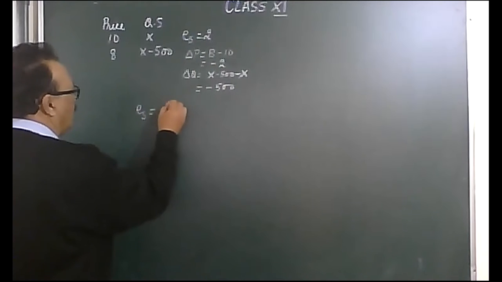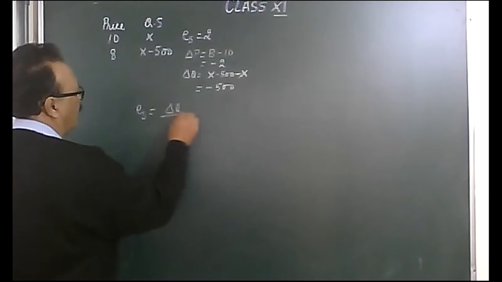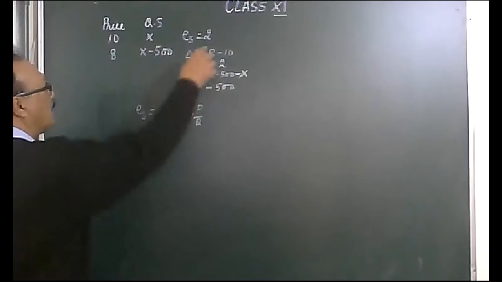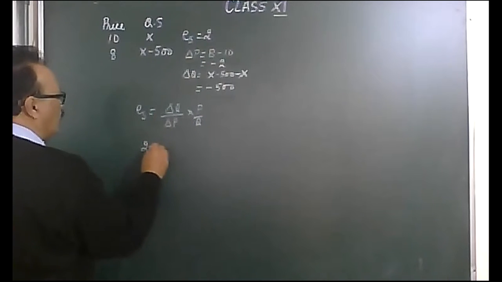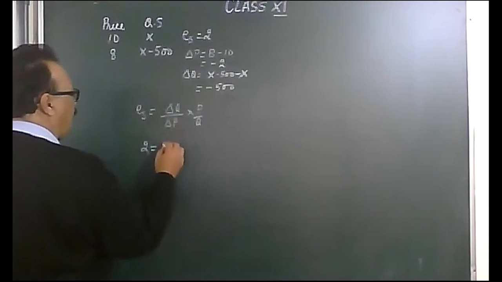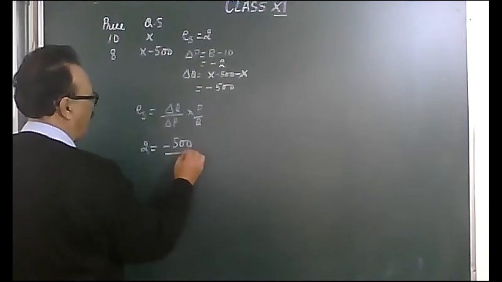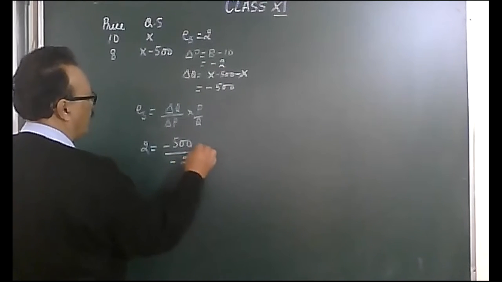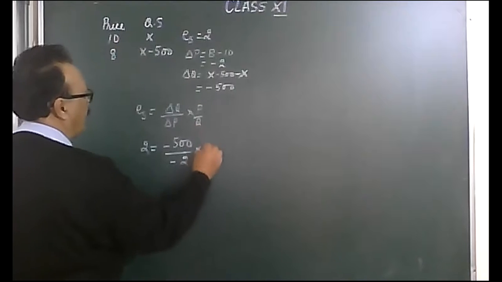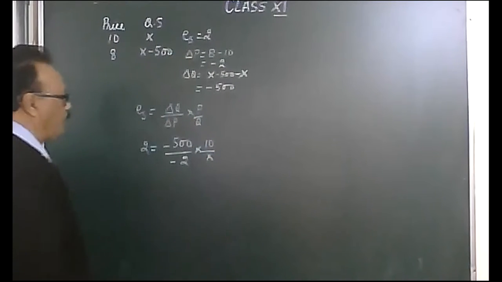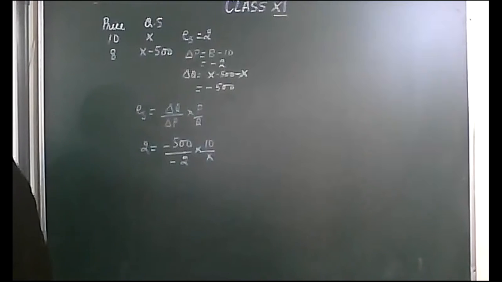Elasticity of supply is percentage change in quantity divided by percentage change in price. Let us take this value, delta Q upon delta P into P upon Q. Elasticity of supply is given as 2. Change in quantity is minus 500. Change in price is minus 2. Original price was 10. The original quantity was X. This is what we get.